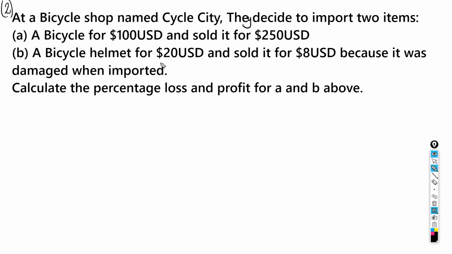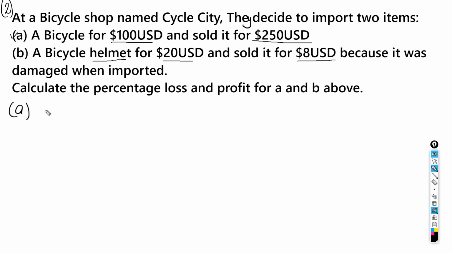Okay, guys, so back into the second example here. It says a bicycle shop named Cycle City decides to import two items, a bicycle for 100 US and sold it for 250 US. And they also imported a bicycle helmet for 20 USD and sold it for 8 USD because it was damaged when they imported it. So it had some damages, but somebody decided to buy it so they can cover the losses. So it says calculate the percentage loss and profit for A and B above. All right, so let's start with A. Let's calculate the percentage profit for that one.